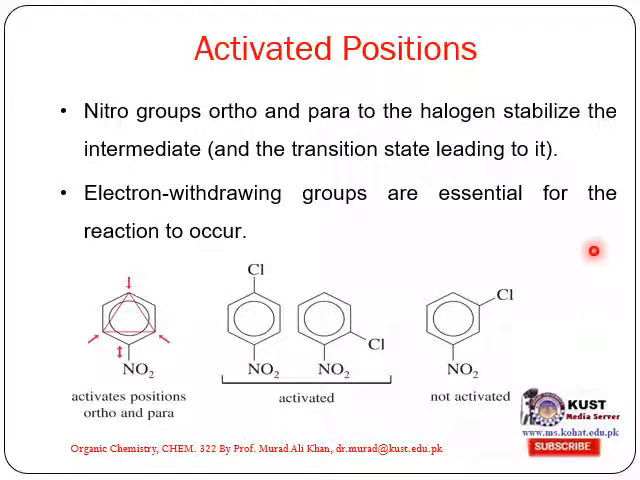The nitro groups ortho and para to the halogen stabilize the intermediate and the transition state leading to it. If the nitro group is present at the ortho or para position, it stabilizes the intermediate and the resulting transition state. Electron withdrawing groups are essential for the reaction to occur. There must be electron withdrawing groups for the reaction to proceed, but these electron withdrawing groups should be at the ortho or para position of the leaving group.